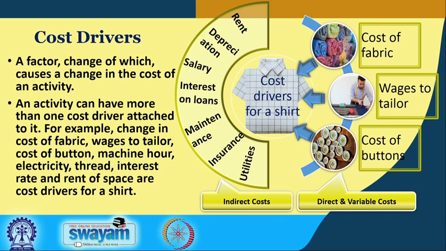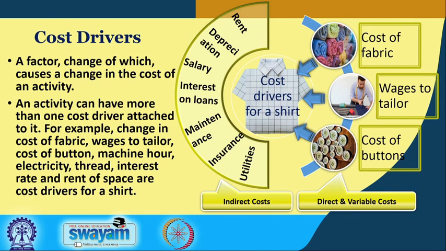Button is a cost driver. Then consumables, any other consumable like thread, is a cost driver. Labor cost or wages to the tailor is a cost driver. There are indirect costs like, say, rent. That is also a cost driver, but this is a fixed cost, because in a year you pay a certain amount of rent that does not change. So, that is a fixed cost.